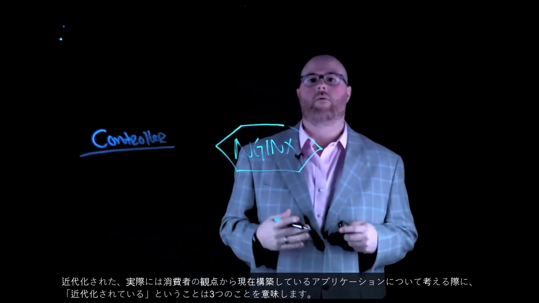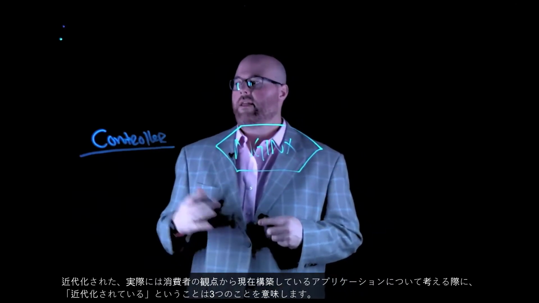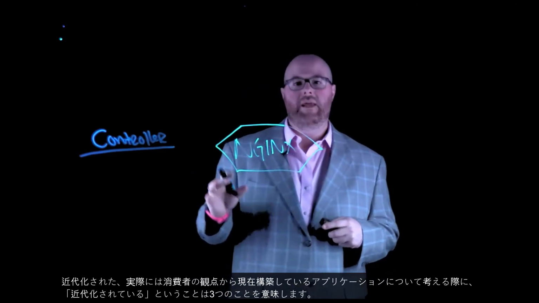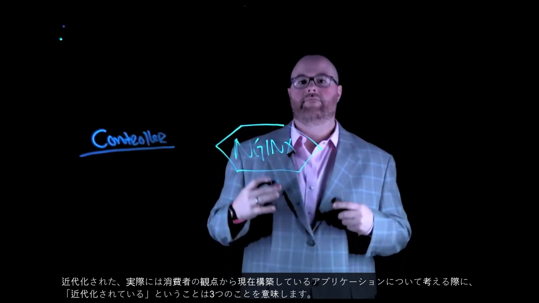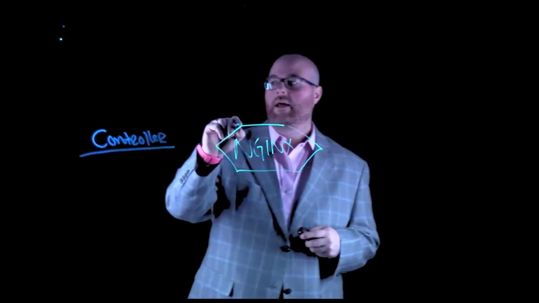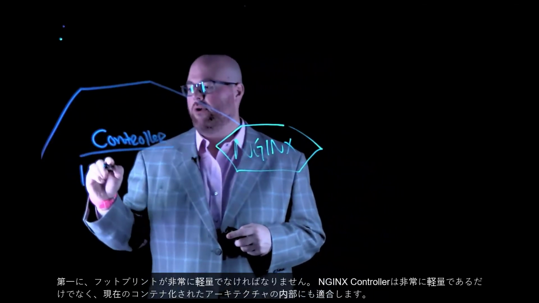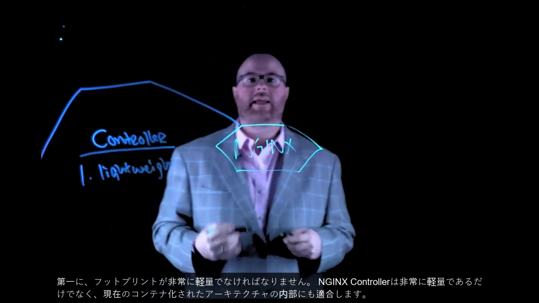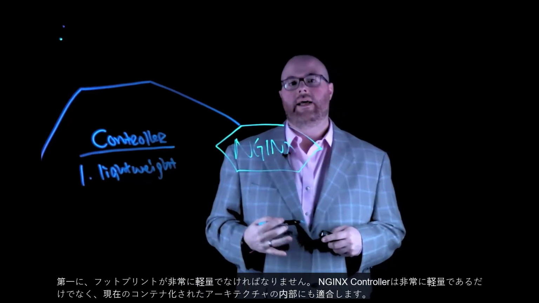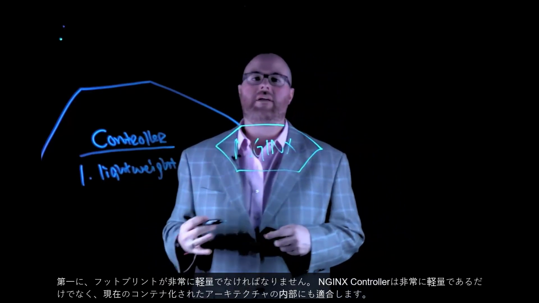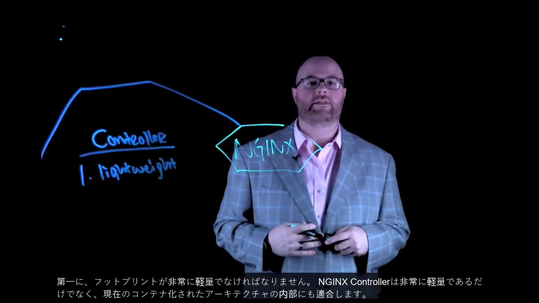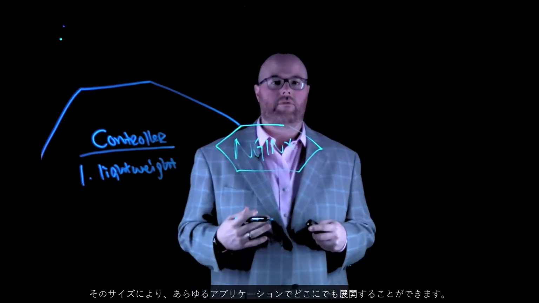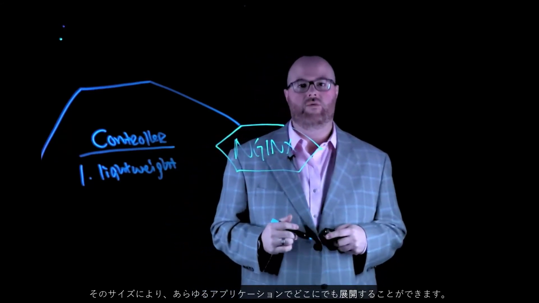And when we think about modernized environments, really the applications that you are currently building today, from a controller standpoint, being modernized means that, well, really three things. Number one is that its footprint has to be extremely lightweight. And I can share with you that the NGINX controller is not just extremely lightweight, but it fits inside of your current containerized architectures. Its size gives it the ability to be deployable anywhere with any application as well.